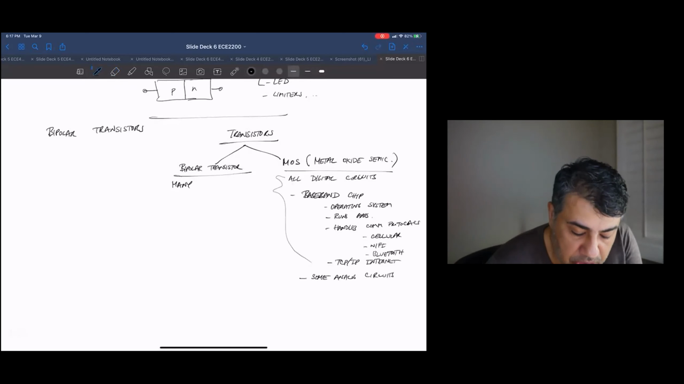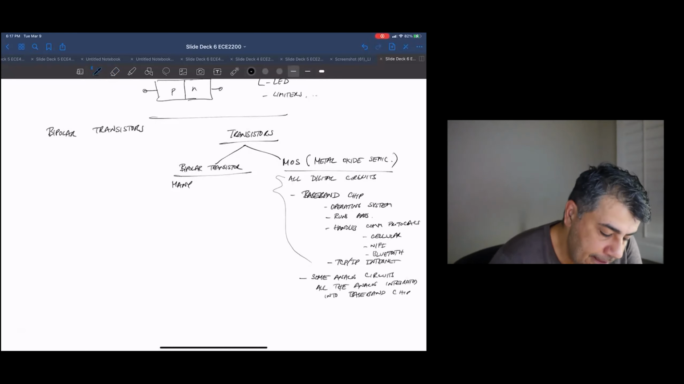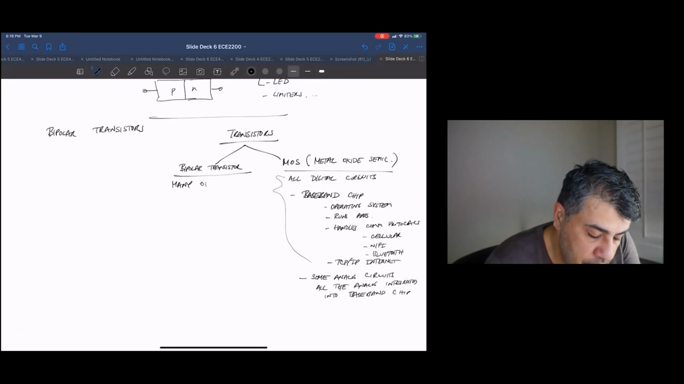But there are some analog circuits, and all the analog circuits are integrated into the baseband chip. Okay, so the bipolar transistor does many of the analog functions.